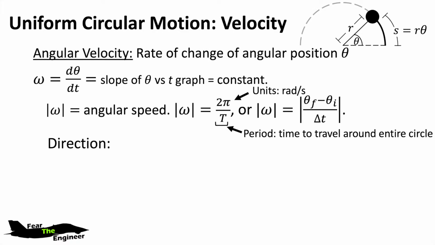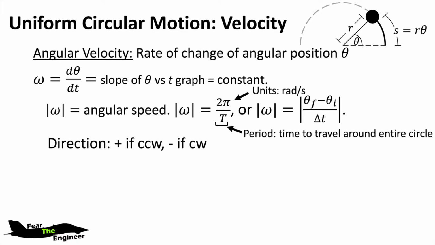The direction of the angular velocity tells us which way the particle is circling. It's either clockwise or counterclockwise. Usually, we write clockwise angular velocities as negative, and counterclockwise angular velocities as positive. This is just a common convention. The problems that you'll be dealing with will probably tell you the direction. You can also determine it by comparing an initial angle with a final angle.